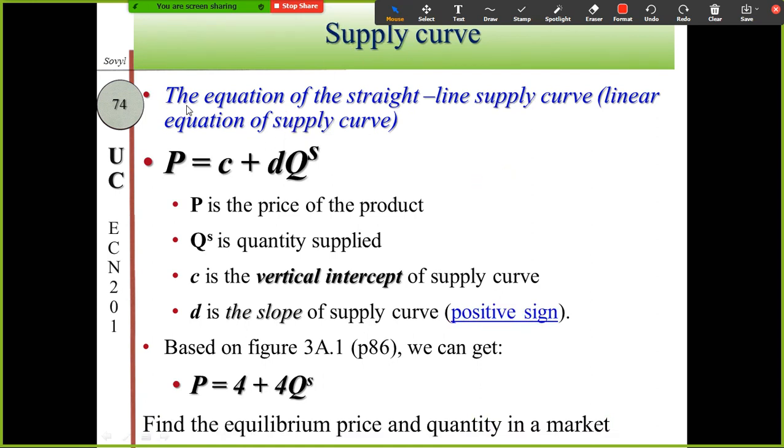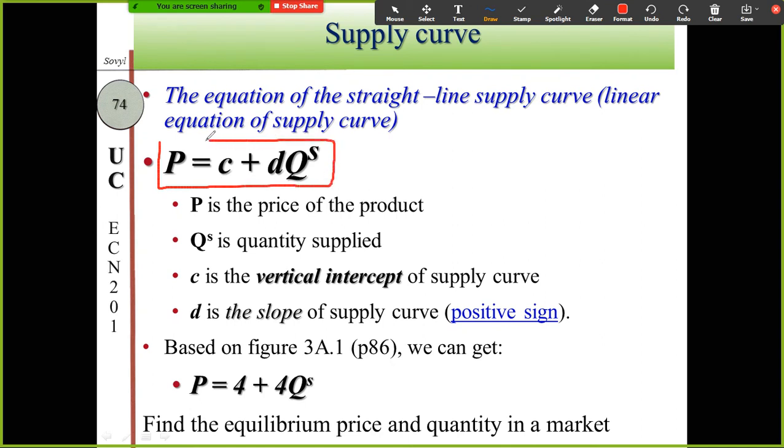Supply curve. The equation of a straight-line supply curve, or linear equation supply curve, is similar to the demand curve, but I just change to C and D. I don't use A and B, because if I did, maybe you would confuse them with the same values of those ones. That's why I use different letters in order to avoid confusing you. So P equals C plus D QS. P again is the price of the product that we study. QS is the quantity supplied of the product that we study. C is the vertical intercept, similar to A in the previous one. D is the slope of the supply curve.